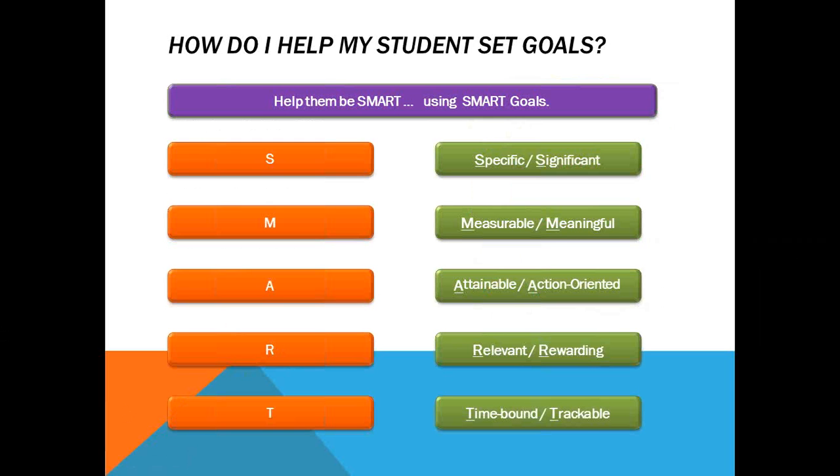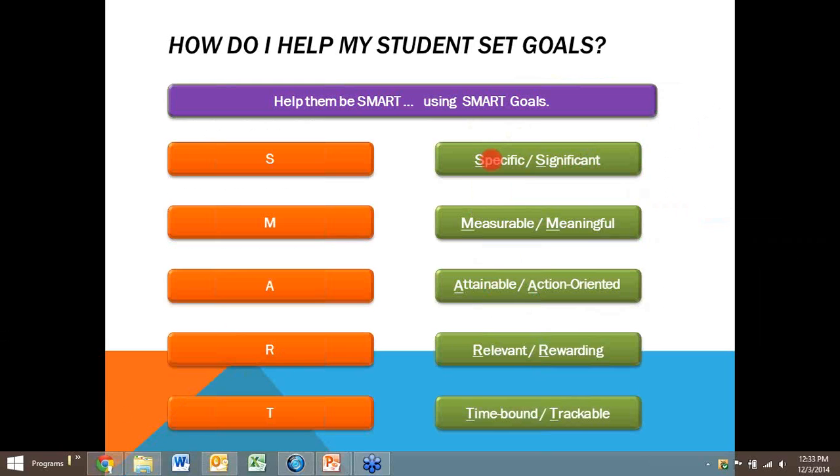So S-M-A-R-T, each one of those letters stands for one of the words on the right side of the screen. So let's start with S. S stands for specific or significant. What this means is that your goal has to have some sort of detail to separate it out from other activities that you might be doing. That's what the specific context would be.